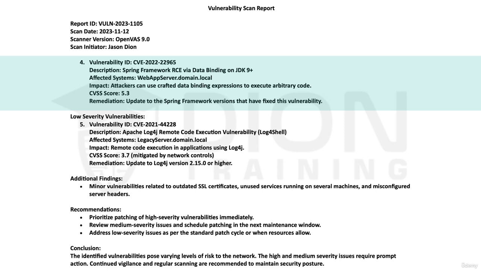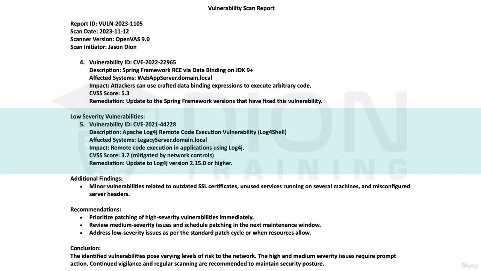This is why it's a medium, because it's a lower priority for us and a lower criticality. The reason is, this allows you to execute arbitrary code, but it is not a remote code execution, which means they have to be physically present on the network to be able to access this and send this crafted packet. So, in this case, we would remediate this by simply updating the Spring Framework version to one that has fixed this vulnerability.